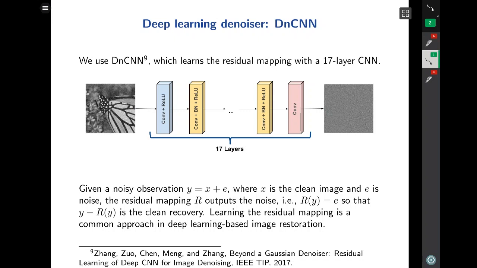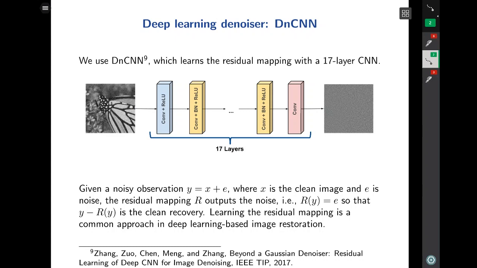image. The first layer is a convolutional layer composed with a rectified linear unit, or ReLU, nonlinearity. The following 15 layers are convolutional layers with batch normalization and ReLU nonlinearities. The final 17th layer is a convolutional layer. Given a noisy observation Y = X + E, where X is the clean image and E is the noise, the residual mapping R estimates and outputs the noise. In other words, R applied to the noisy image Y is the noise, and Y minus R(Y) is the clean recovery. Learning the residual mapping, as opposed to directly learning the clean recovery, is a common approach in deep learning-based image restoration.